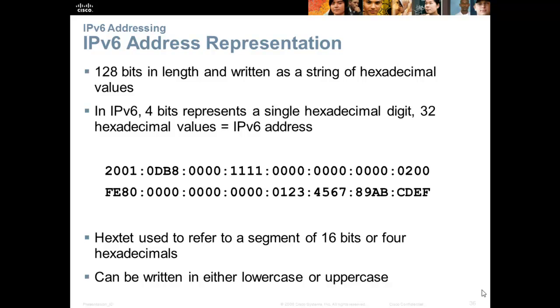So as I said, an IP version 6 address is 128 bits in length and written as a string of hexadecimal values. Here's an example of an IP version 6 address. 2001:0DB8, and you can see the rest of it. We use the term hextet to represent our 4 hexadecimal digits, which is made up of 16 total bits. The numbers can be written in either lowercase or uppercase, although you typically will see them in uppercase.